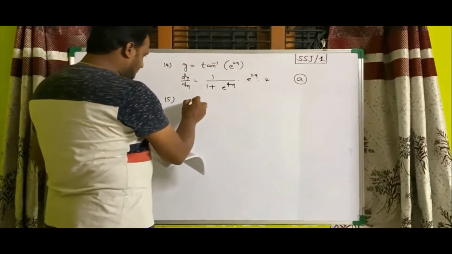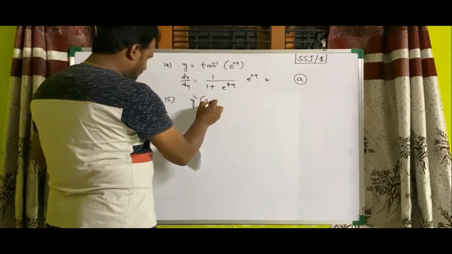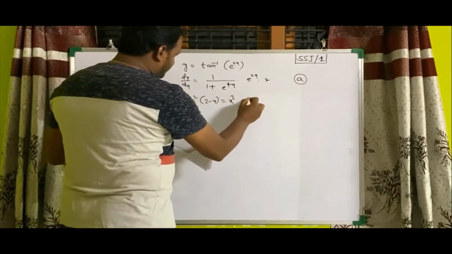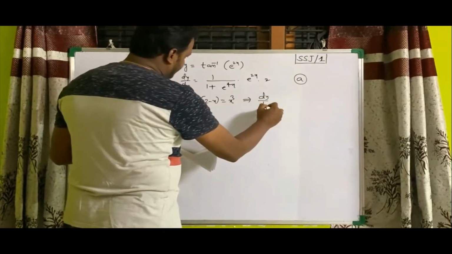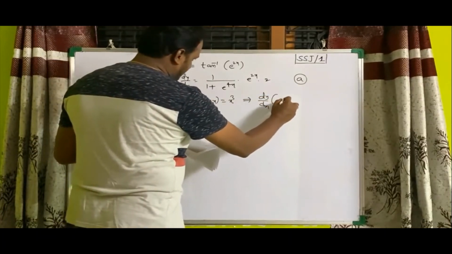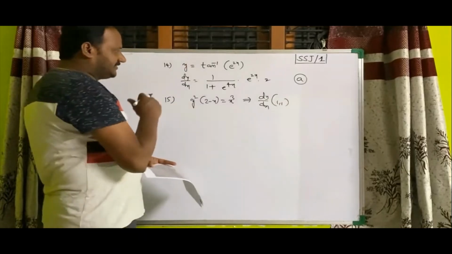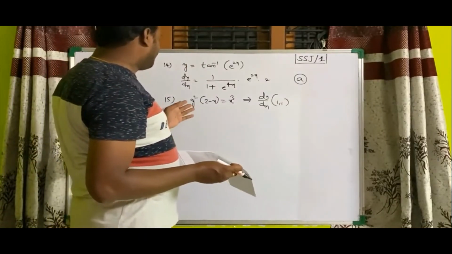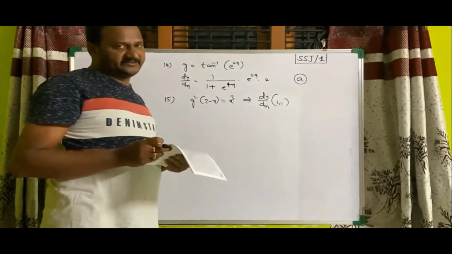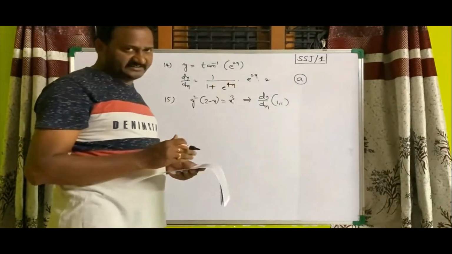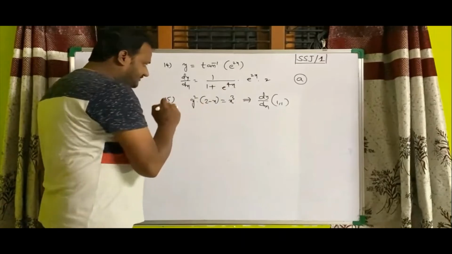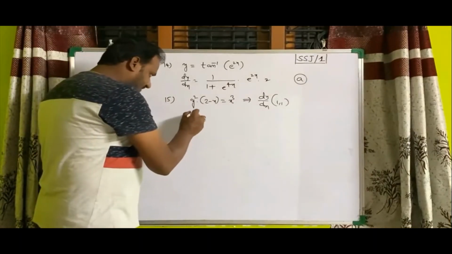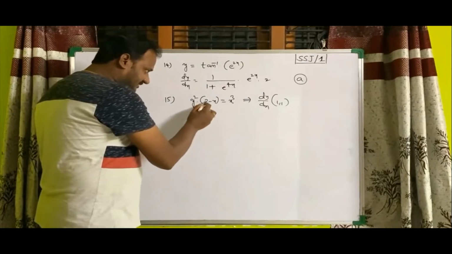So here the 15th problem is y square times 2 minus x is equal to x cube. Then you need to find what is dy by dx at 1 comma 1. So find out dy by dx here. In order to find dy by dx, I directly go for finding dy by dx here without transposing anything. Y square times 2 minus x. This is in the form of u into v. So y square into derivative of 2 minus x.